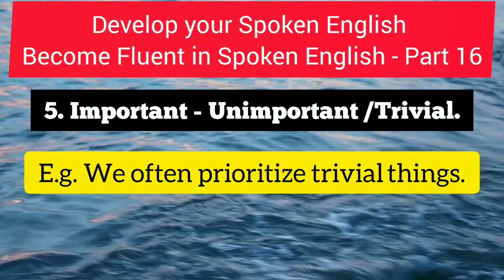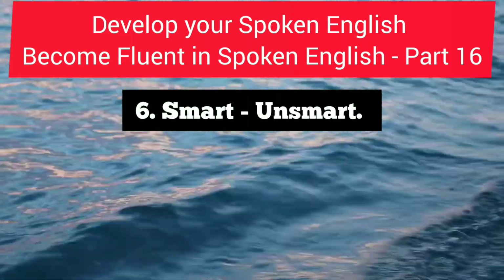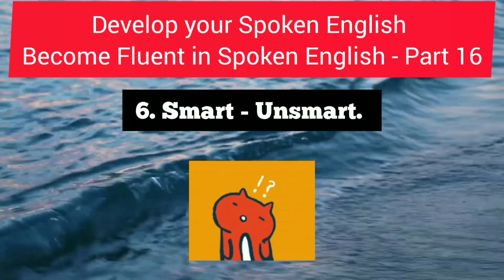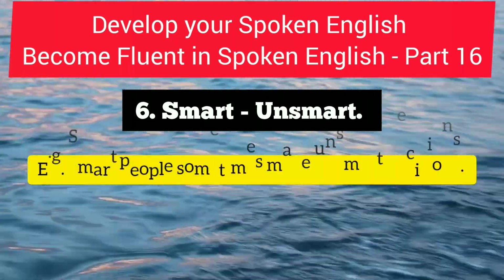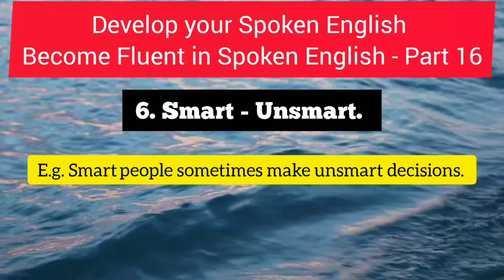So up next we will see the sixth one, that is smart. So the antonym or the opposite of smart is unsmart. So let's see how to use it. Smart people sometimes make unsmart decisions. So it happens, obviously. So I'm quite sure it's clear.